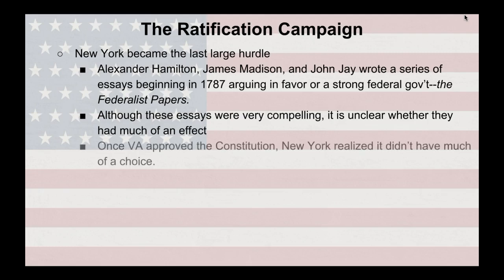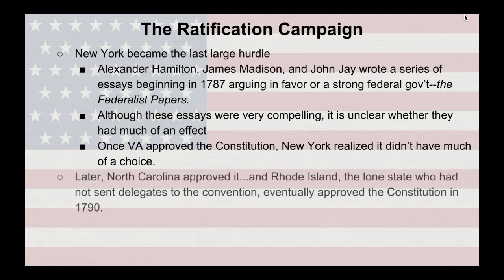But once Virginia approved the Constitution, New York realizes it doesn't have much of a choice. They can see the writing on the wall, to use a cliche. They see where this thing is going, and so they will ratify it. Later, North Carolina will approve it, and Rhode Island will be the lone holdout.